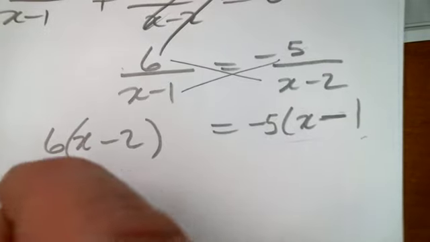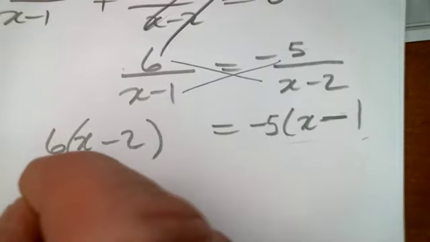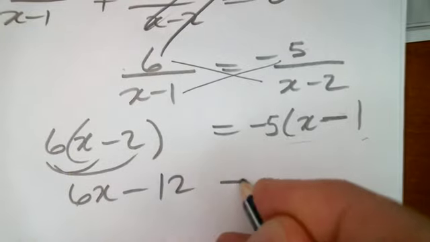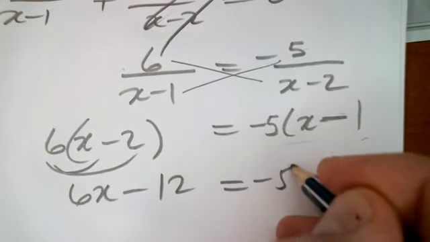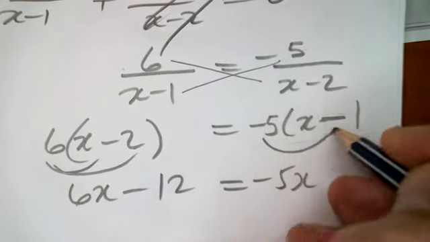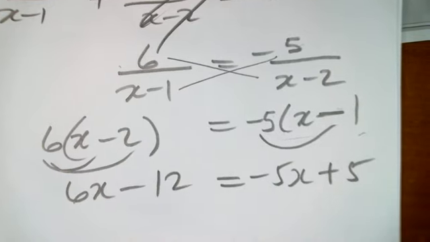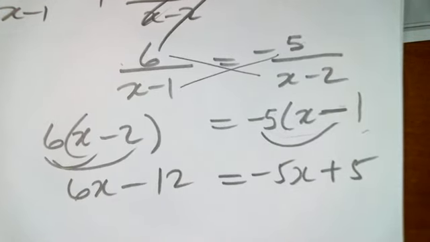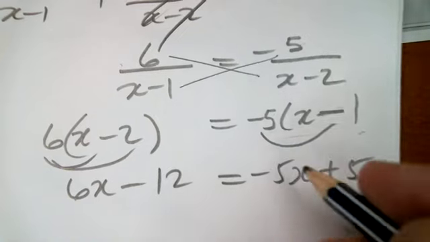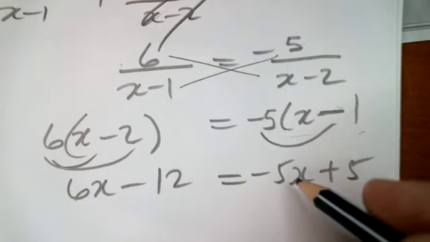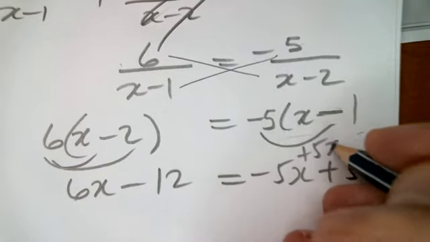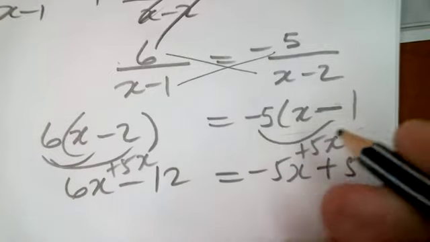All right, so 6 times x is 6x, 6 times negative 2 is minus 12. That's equal to negative 5x, and this is negative 5 times negative 1 is plus 5. All right. So now we're going to get the unknowns on the same side. So I'm going to add 5x to both sides. So plus 5x, plus 5x.